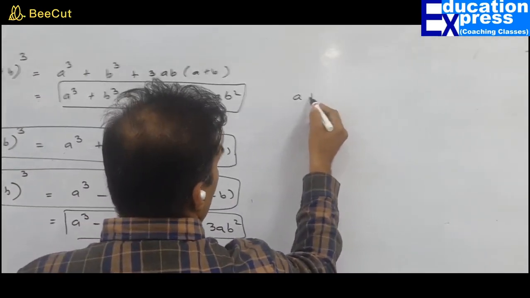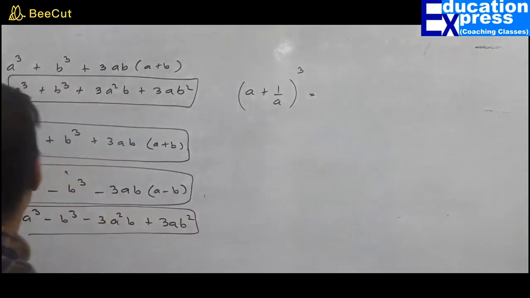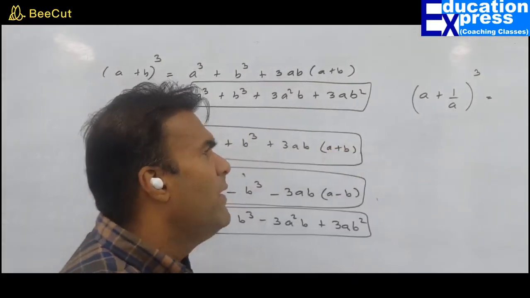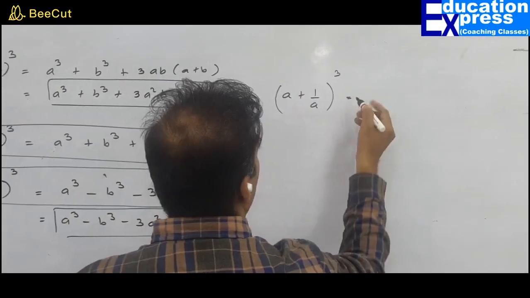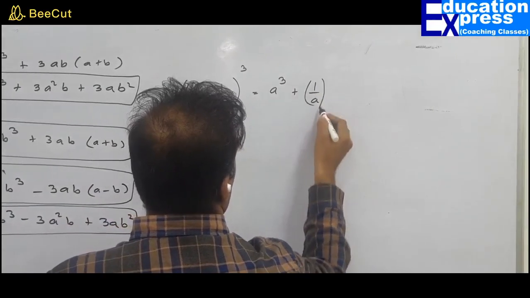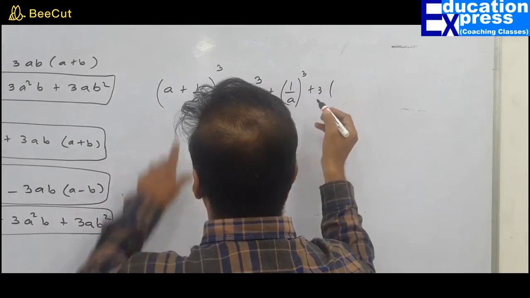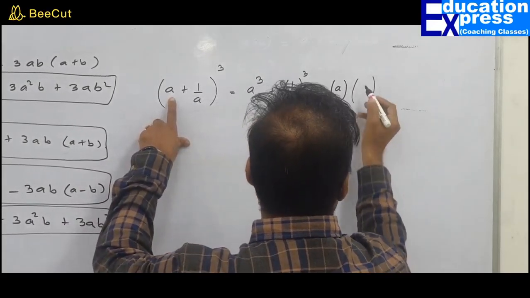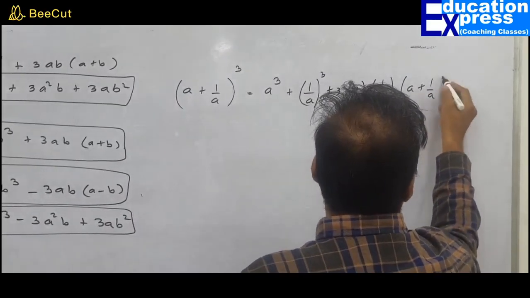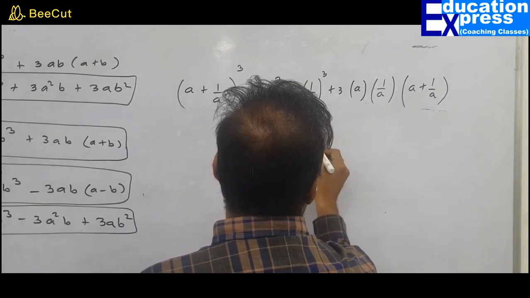In case we get (A plus 1 upon A) the whole cube, I would say that this is nothing but exactly the same thing, whereas B has got substituted with 1 upon A. Again, treating this as a B only, A cube plus 1 upon A cube. That means A cube plus B cube plus 3 into A into B, and then A plus B. So when you expand this further, you get A cube plus 1 upon A cube.